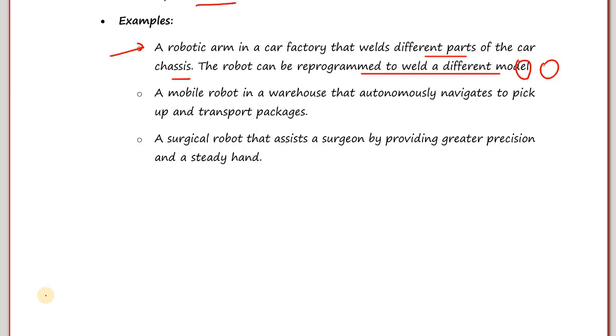Now, why do we need to reprogram? Because a different car might have different dimensions. So, it needs the input that, come on, this time you have to work somewhat differently, you have to shift here and there and so on. So, it needs to be reprogrammed for a different car model. Now, another example is a mobile robot in a warehouse that automatically navigates to pick up and transport packages. Also, as I was saying, the surgical robot that assists a surgeon by providing greater precision and a steady hand.